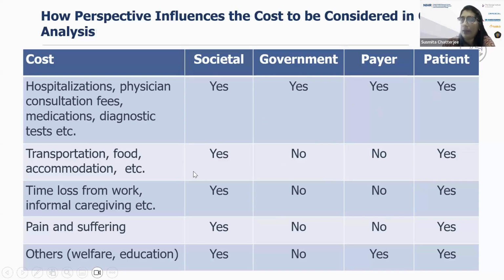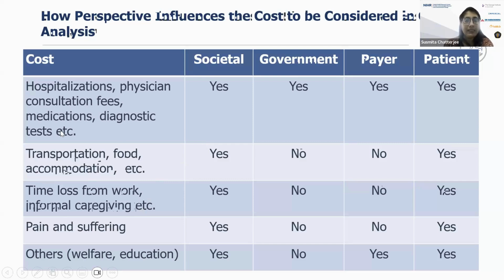As in the examples I gave, transportation, no, they are not interested in how much I am spending on food while doing a treatment. They are not interested in how much I'm paying for accommodation for my treatment. For a treatment, I may go from Delhi to some other state. The government is not bothered about that. But societal, yes. Patient, yes, because that's the patient cost, and societal includes everything.